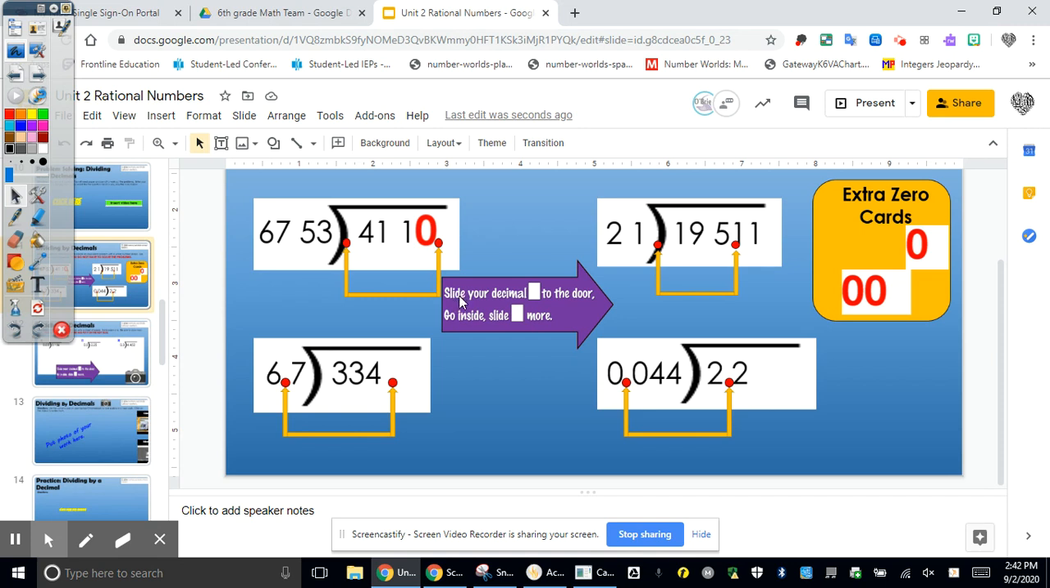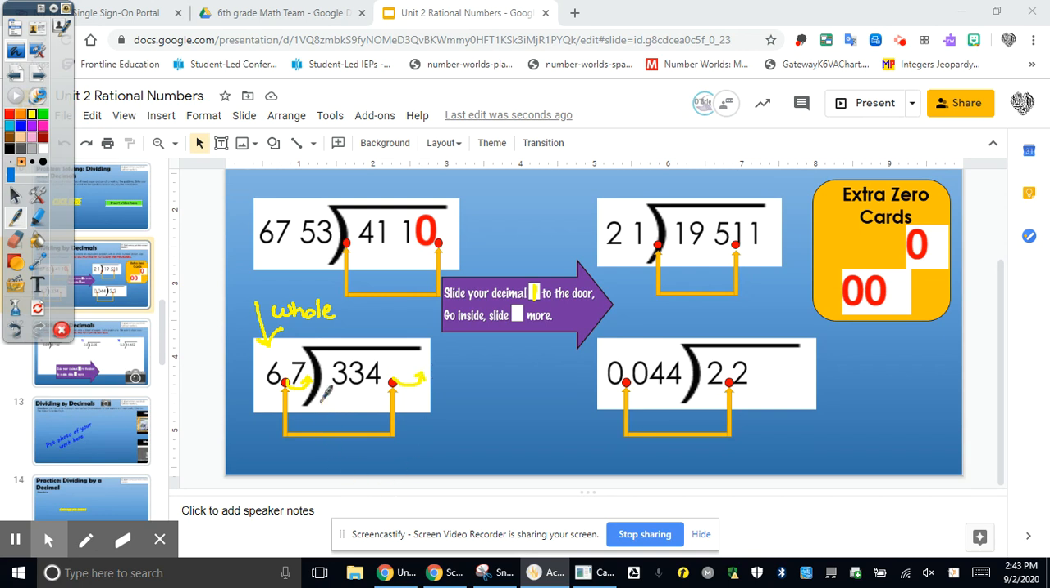Let's go ahead and try these 2 at the bottom. Remember, we're going to use this riddle. Slide your decimal blank to the door. You're going to go inside and slide blank more. Remember, these 2 should always be the same. So again, we want this number here to be a whole number. We want our divisor to be a whole number, that outside number to be a whole number. So I need to ask myself, how many times does the decimal need to slide to the door? Well, we only need to slide the decimal 1 time to the door. So I'm going to put 1 here. Now we need to go inside and slide 1 more.